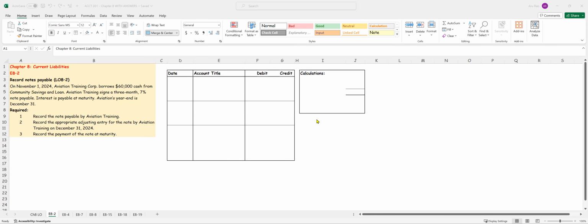Good afternoon. We're now looking at Chapter 8, Current Liabilities. In this exercise, we're going to focus on notes payable, specifically on calculating the interest that has to be paid on notes payable. So let's take a look at the exercise.